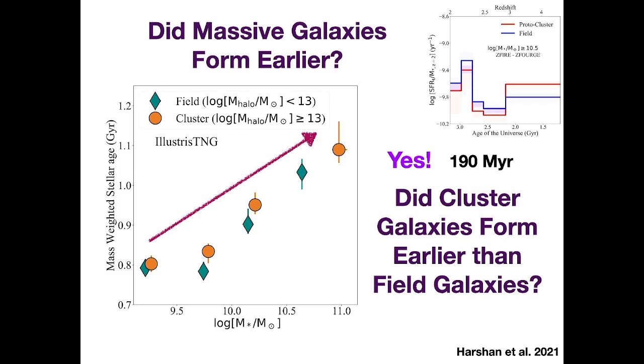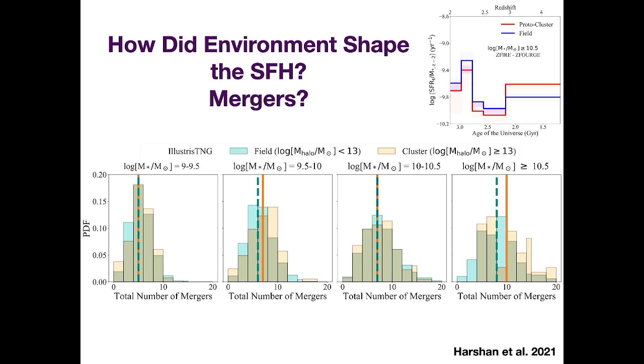So we go ahead and look at some of the other environmental processes that could affect the star formation histories of these galaxies. One of the things we look at is mergers. What is now shown is the distribution of total major and minor mergers that these galaxies will experience until the redshift of 2 in their histories. And we see again not a lot of significant difference between the total number of mergers that these galaxies have experienced in protocluster and field environments, at least until redshift of 2.